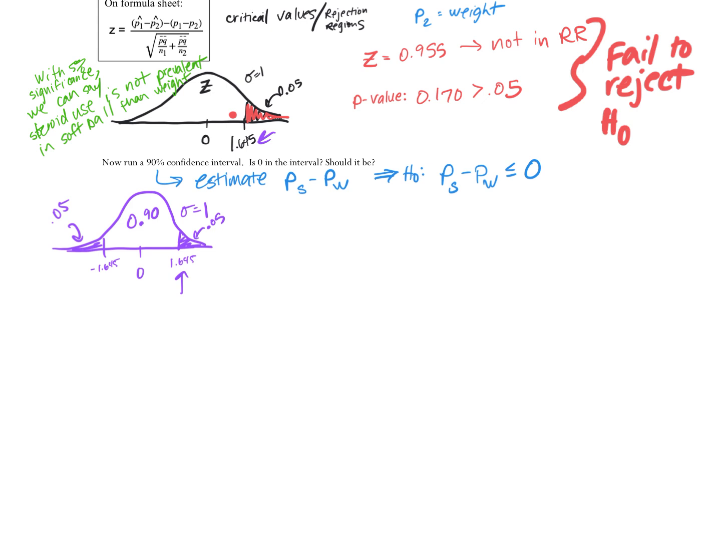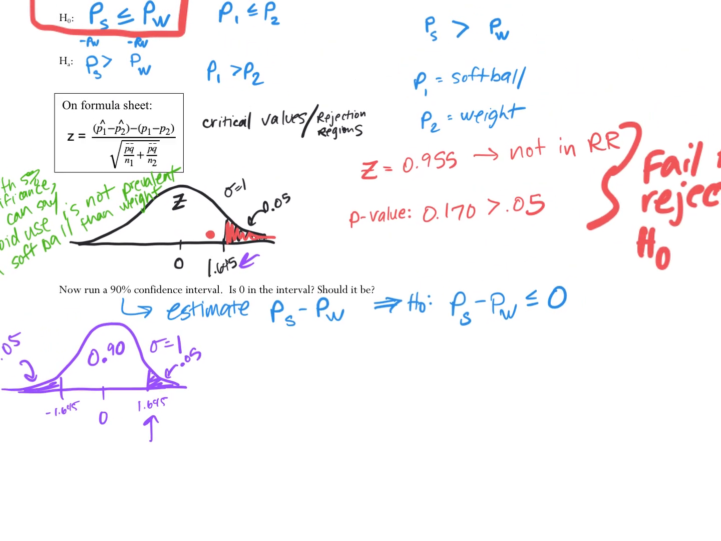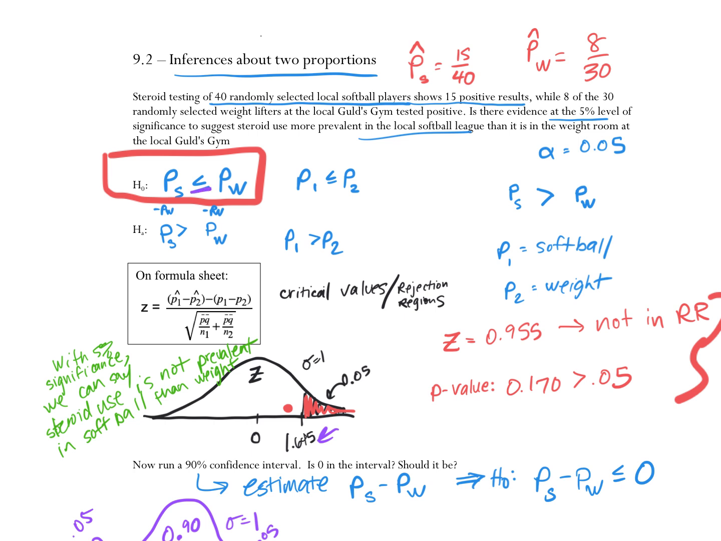So should I expect 0 to be in this interval or not? Well, did I reject? Did my test reject? No. Which means this equal to could be true. I would expect 0 to be in this interval because I didn't reject. If 0 wasn't in the interval, like the entire interval is negative, or the entire interval is positive, that would suggest, if the entire interval is positive, that the alternative hypothesis is the true hypothesis. Is everybody good? Are we seeing that?